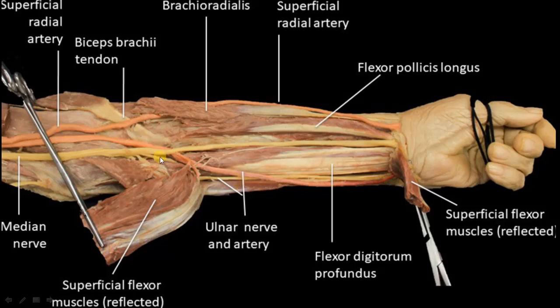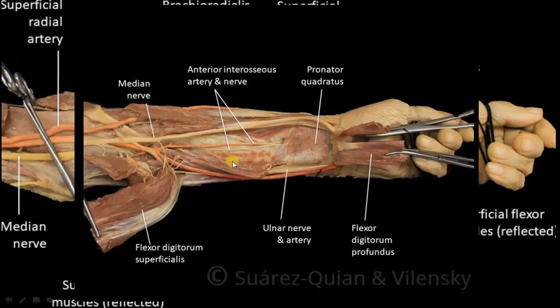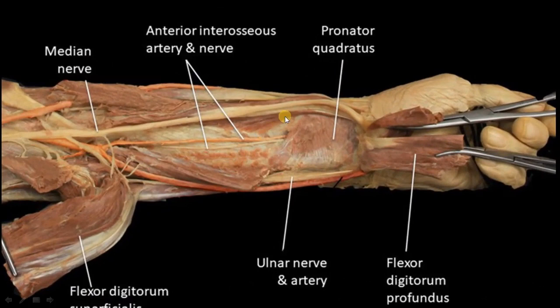This part is going to be your cubital fossa, where you have the brachial artery divided into radial and ulnar artery, the median nerve, and the tendon of biceps. In the deeper plane, what you see here is the pronator quadratus muscle, a quadrilateral muscle, as I told you. That is the interosseous membrane. On top of the interosseous membrane, you see one artery and nerve, the anterior interosseous nerve and anterior interosseous artery.